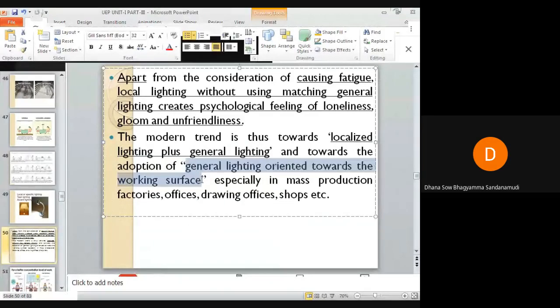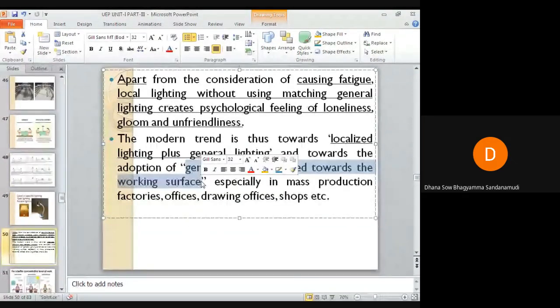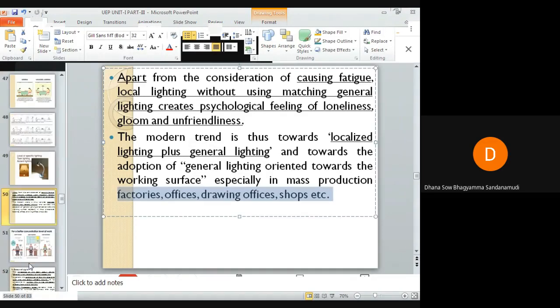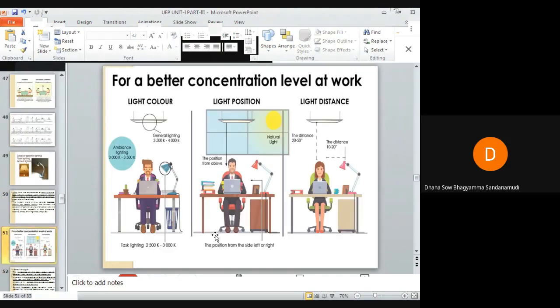Generalized lighting is used for work surfaces, especially in factories, offices, drawing offices, shops, etc. Especially in shops, drawing offices, and factories, only generalized lighting is used. No need of localized lighting. So it depends on our requirement; we will use both or only one.